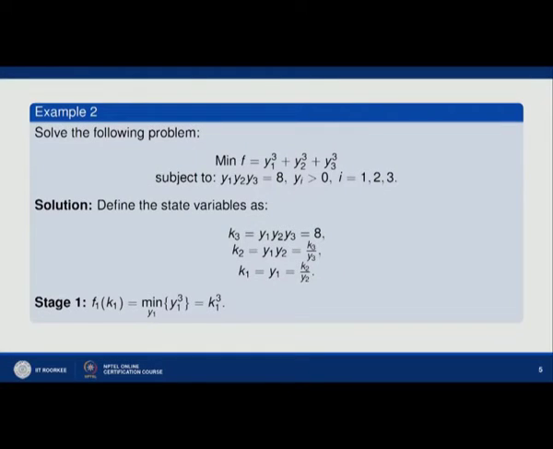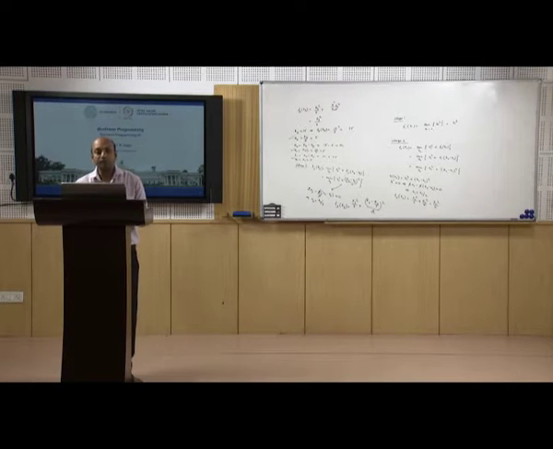Now, second example, again a simple example: minimum of f equals y1 cube plus y2 cube plus y3 cube subject to y1 into y2 into y3 equals 8 and yi strictly greater than 0 for i equal to 1, 2, 3. Of course, yi can't be 0, because if any one of y1, y2 or y3 becomes 0, the product cannot be equal to 8, and we need the product equal to 8. So, we are assuming y is strictly greater than 0 over here.